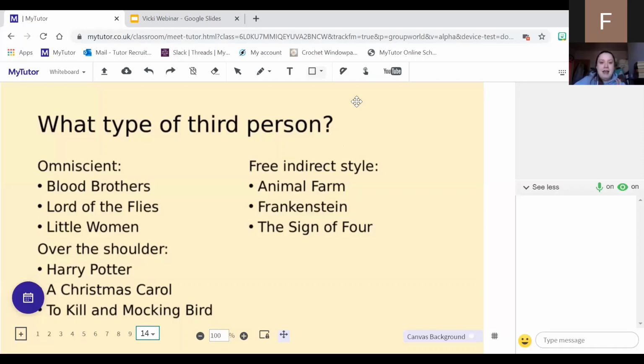Yes, this is English language. Would an unreliable narrator be related to this topic? Yeah, absolutely. That's perspective. So you could talk about the perspective and then you could talk about the unreliability of it. Absolutely. Very good question. This is English language.